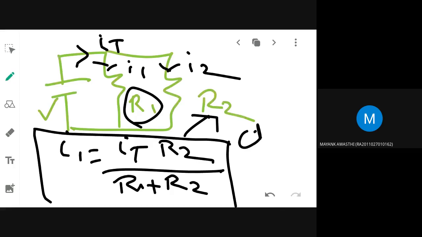See, in case I am making a mistake in between, you should correct me, otherwise the flow will go wrong.